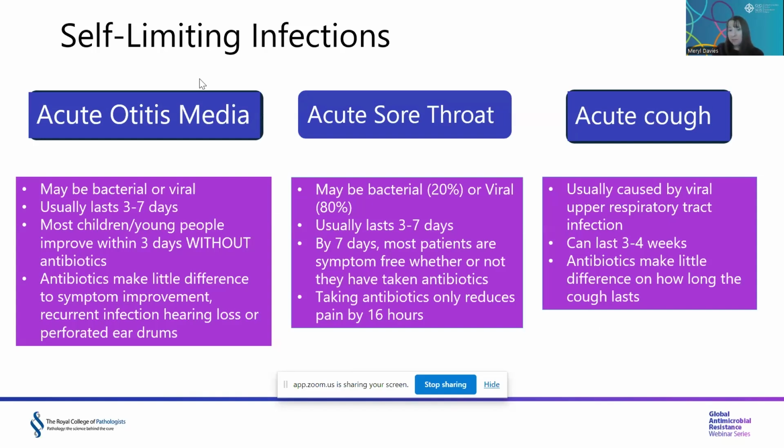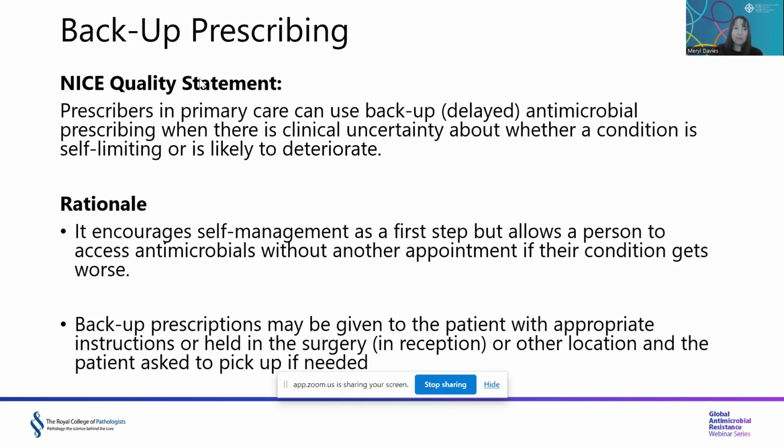We know that, for example, for acute sore throat, the vast majority are viral in nature, around 80%. Sore throats usually last for around 3 to 7 days. And by 7 days, most patients are symptom-free, whether or not they've had an antibiotic or not. And taking an antibiotic only reduces pain by around 16 hours. So for these self-limiting infections, what we would prefer to use is a backup antibiotic strategy.